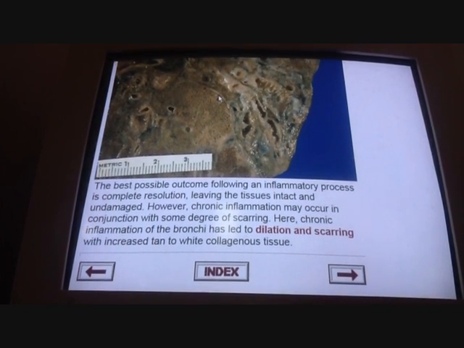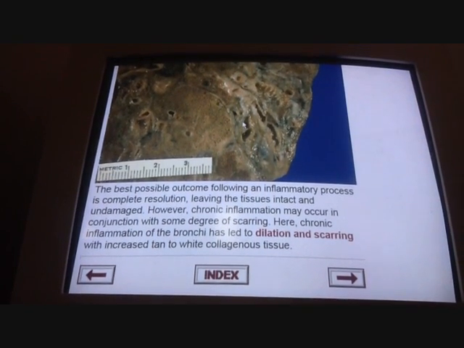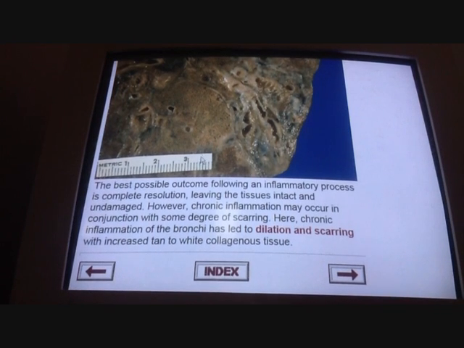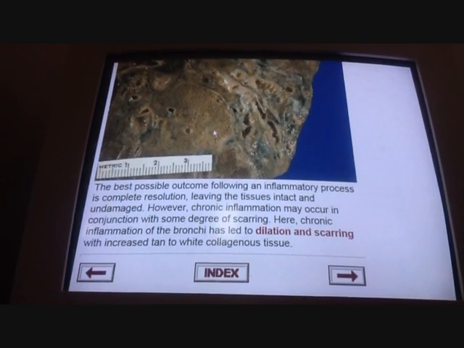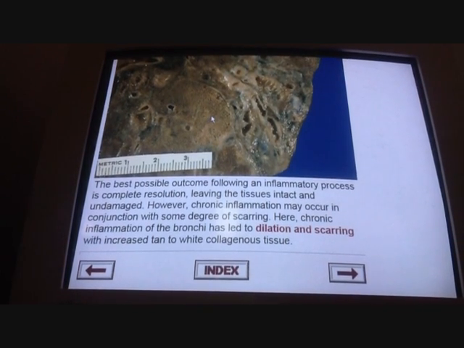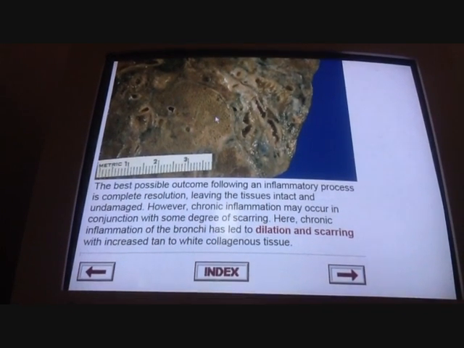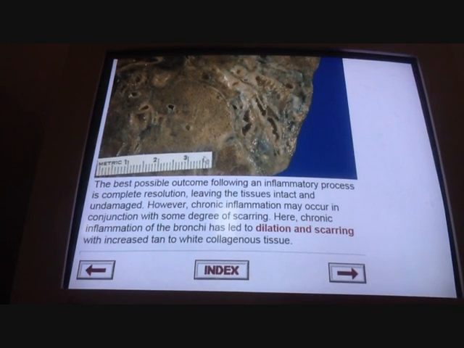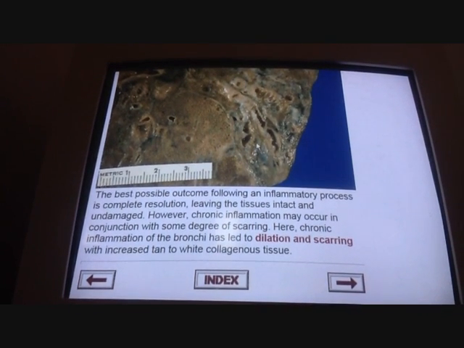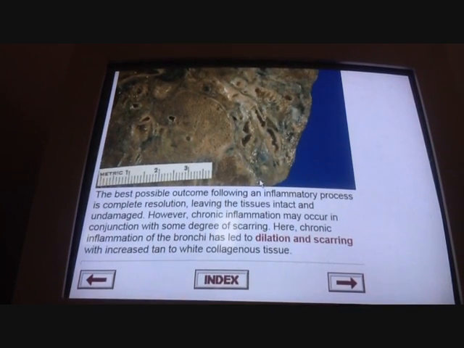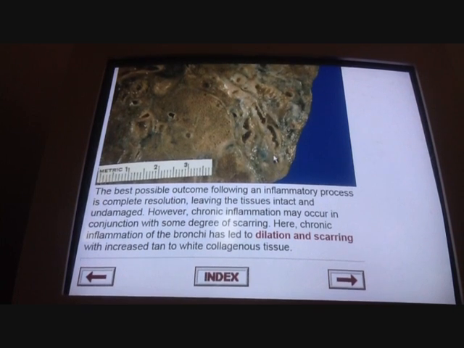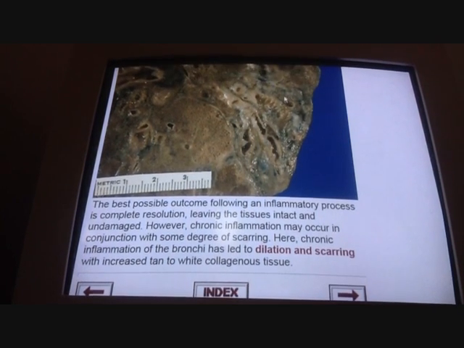So this section was taken from a lung of a patient with chronic inflammation. The outcomes of chronic inflammation could end by resolution, a complete resolution and going back to normal. The tissue will go back to normal, or it will leave a scar behind. So in this case, there is a scar left behind. This white tan tissue is collagenous tissue. This is the scarry tissue left behind after the chronic inflammation.